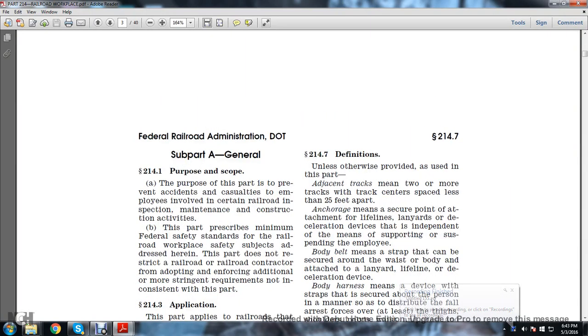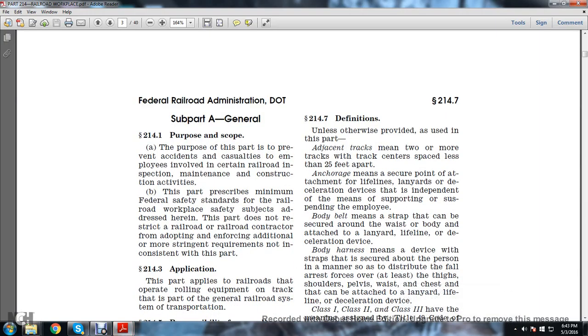We're on railroad workplace safety. Subpart A, 214.1, Purpose and Scope. The purpose of this part is preventing accidents and casualties to the employees involved with certain railroad inspection, maintenance, and construction activities.